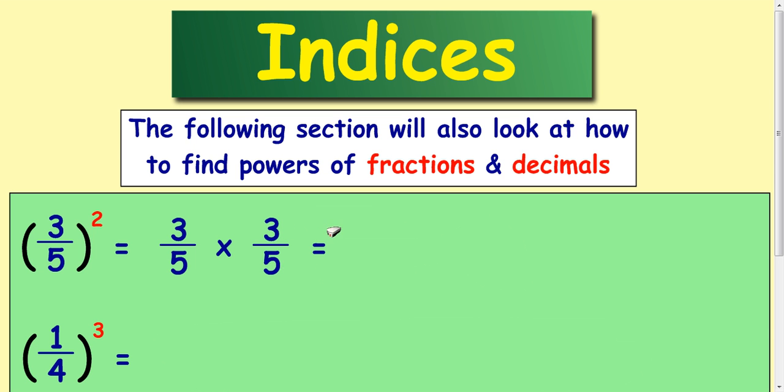So 3 times 3 is really 3 squared, and 5 times 5 is 5 squared. So 3 squared is 9, and 5 squared is 25. Now you could ultimately just do 3 times 3 here and get 9, and 5 times 5 and get 25.